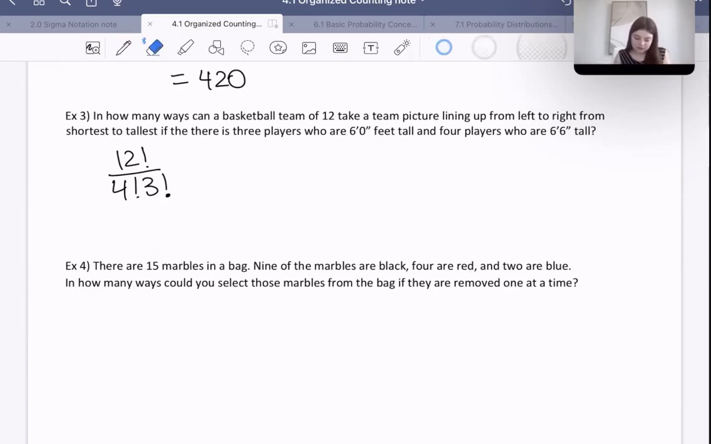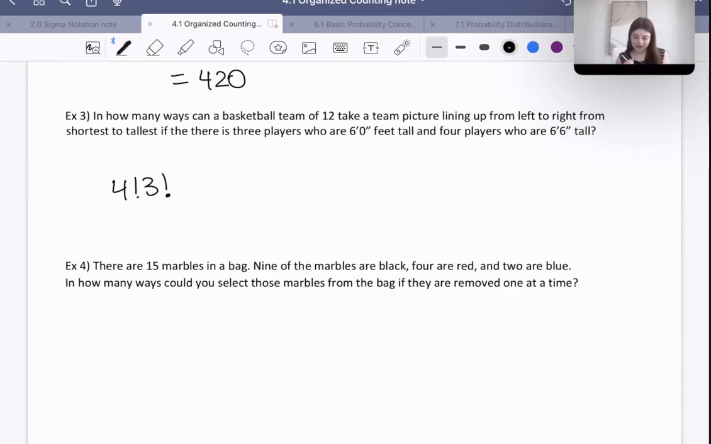And so in this case, we're actually going to get rid of this 12 factorial entirely and say, well, the answer is just 4 factorial, 3 factorial, because everybody else is structured, right? Shortest person must go first, then second shortest, then third shortest, etc., until we get to those 6 feet people, and they can arrange amongst themselves in any of 3 factorial ways. And then we eventually get to the 6'6" tall people, which are very, very tall, and they can also arrange themselves in 4 factorial ways. And so therefore, we actually just need to say 4 factorial, 3 factorial, and that's the answer, right?